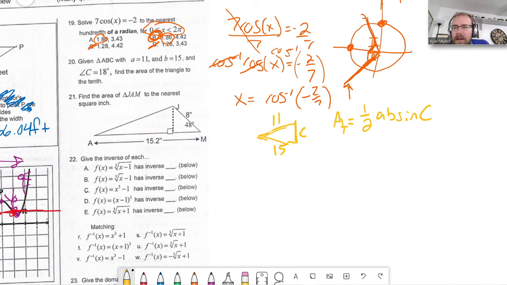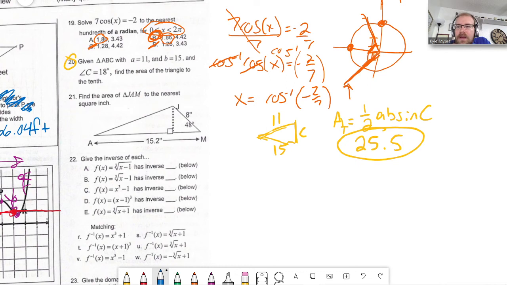And I get 25.5 to the nearest tenth. 25.5. And they don't specify units, so that's the answer. Boom, done. All right, next.